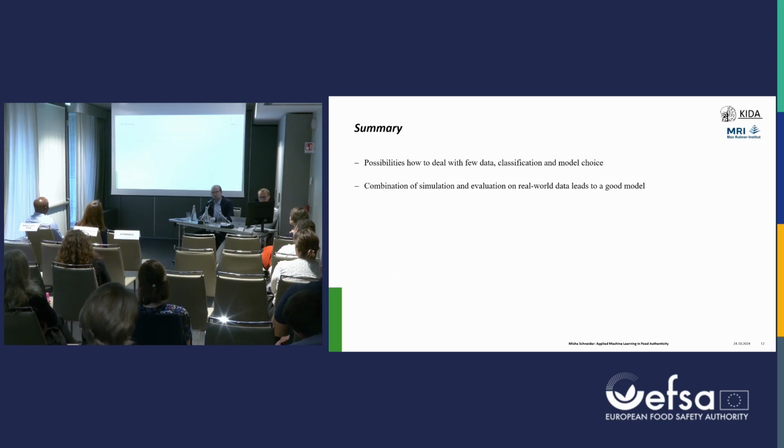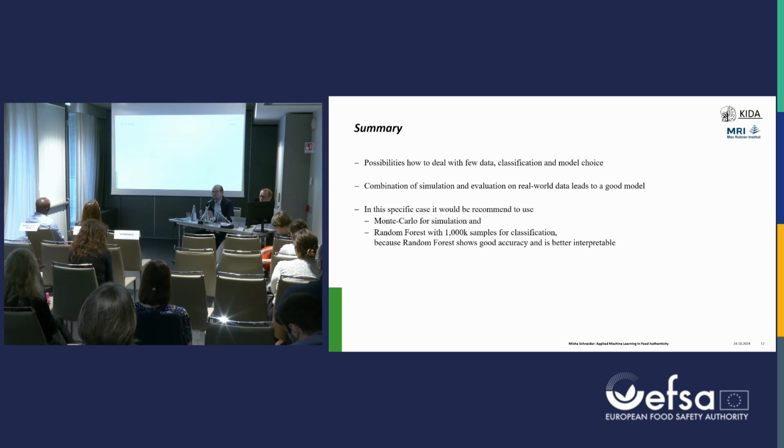To sum up, we tried to show here possibilities for how to deal with few data and classification model choice. In this project case study, it seemed that a combination of simulation and then evaluation on real-world data works very well to decide what model is a good choice. I would recommend in this specific case that the Monte Carlo simulation works very well compared to the CTGAN, and also that the random forest with 1 million samples for classification works best. The advantage of the random forest is that we have this interpretability, so we can interpret the output much better than with the neural network, because of how the method works.